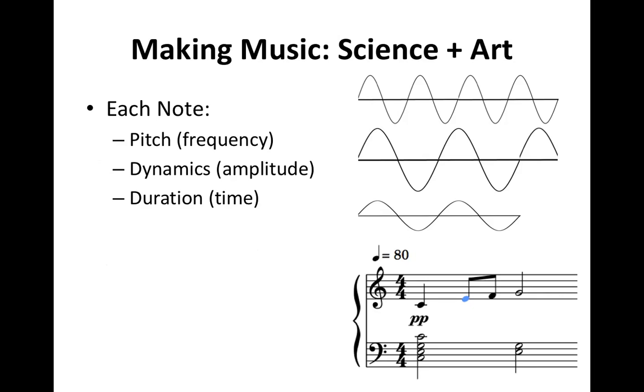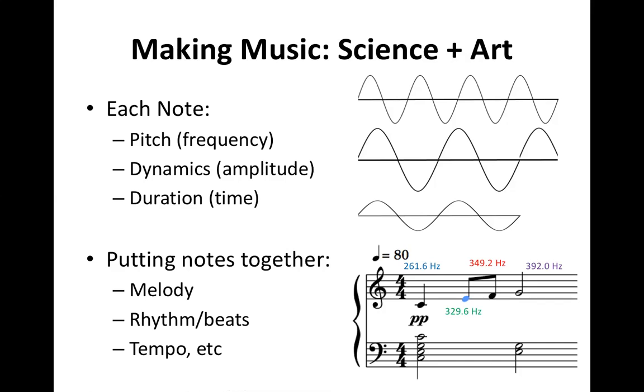Then there's the duration of the note. So how long is that note heard? How long do you play that note? There's also the dynamics. So how loud or soft, that's determined by the amplitude of the sound wave. And then how you put those notes together. As you can see, this is musical notation on a staff for, let's say, a piano. And these different notes have different frequencies. And then how you put the notes together make up the melody, the rhythm, the tempo, and which notes to play and how they're put together is both science and an art.